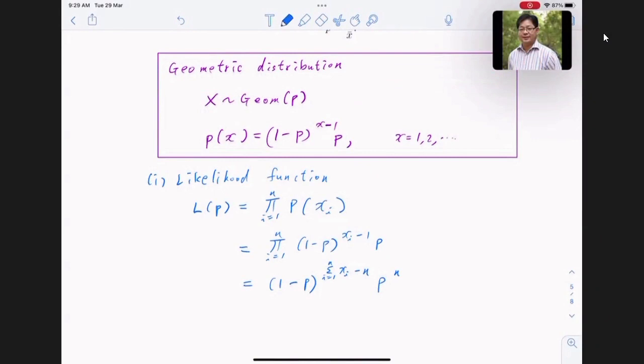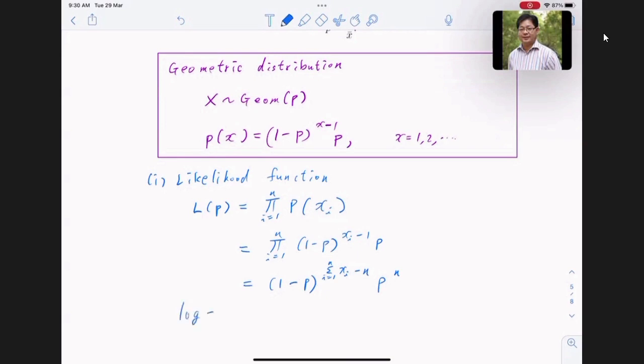So we have x_i, where i runs from 1 up to n, and we multiply all together this probability function. Since x follows the geometric distribution, we multiply all this geometric probability together and simplify it, and we get the likelihood function. Now notice the likelihood function is a function of p, it is not a function of x.